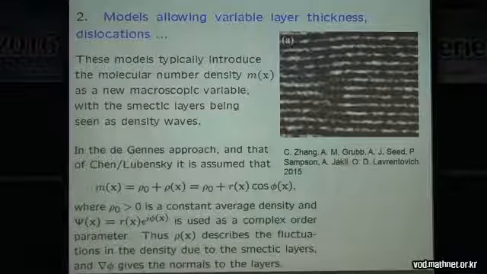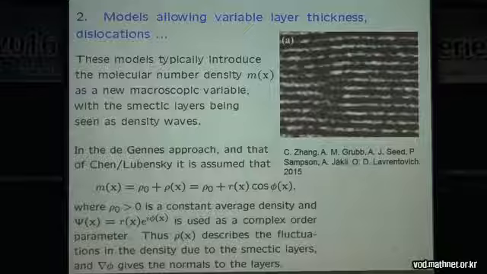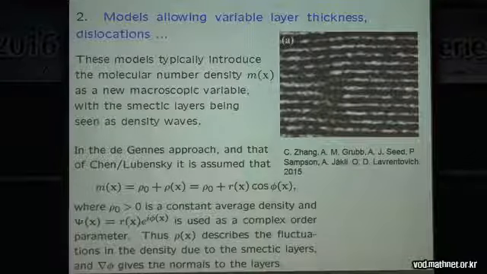Now, in the de Gennes approach and that of Chen-Lubensky, it's assumed that you have some sort of base density rho 0, and that m of x is a perturbation of that, rho 0 plus rho of x, and that rho of x is given by some amplitude times cos of phi of x. And rho 0 is supposed to be a constant average density, and then they form this complex order parameter. So the rho of x describes the fluctuations in the density due to the Smectic layers, and the gradient of phi then gives the normals to the layers.